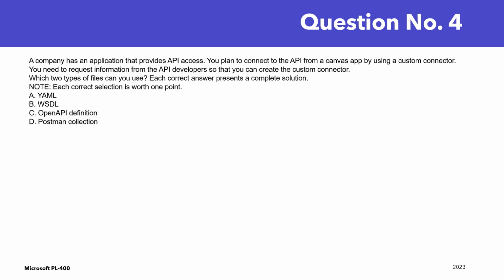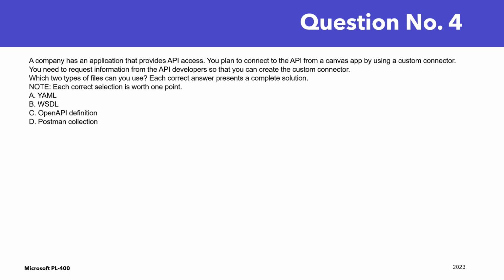A company has an application that provides API access. You plan to connect to the API from a Canvas app by using a custom connector. You need to request information from the API developers so that you can create the custom connector. Which 2 types of files can you use? Each correct answer presents a complete solution. Note, each correct selection is worth 1 point.